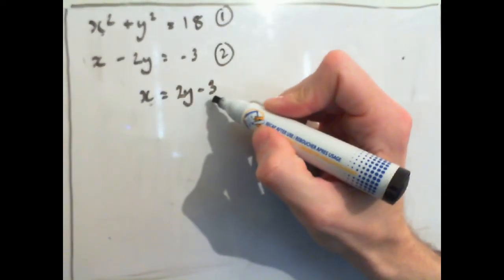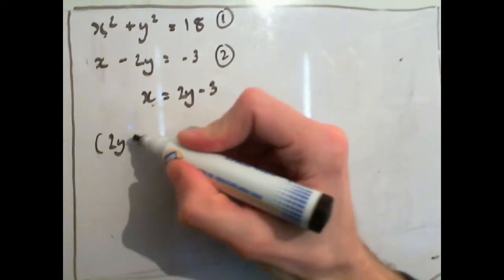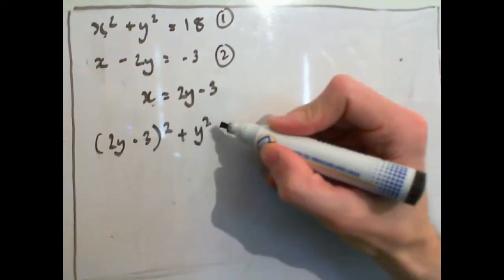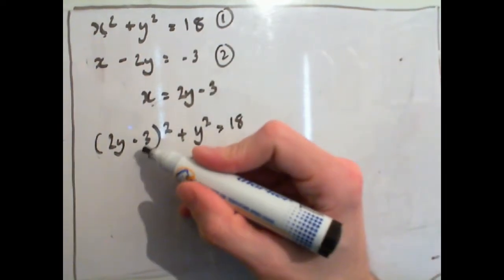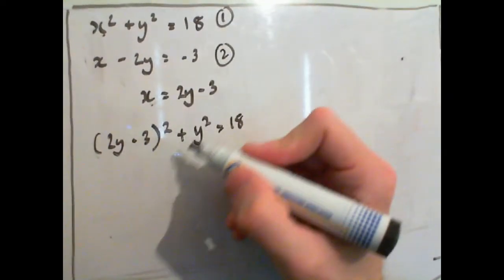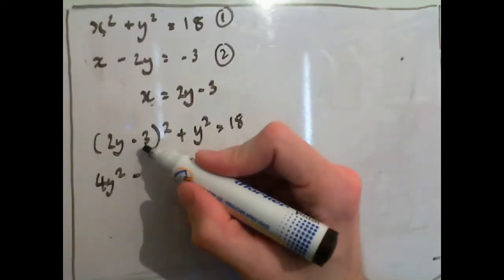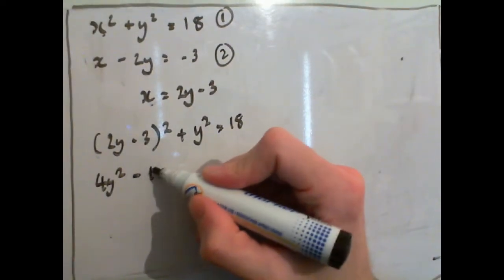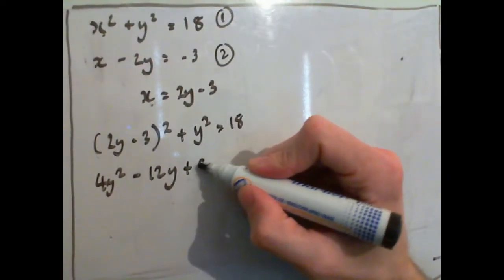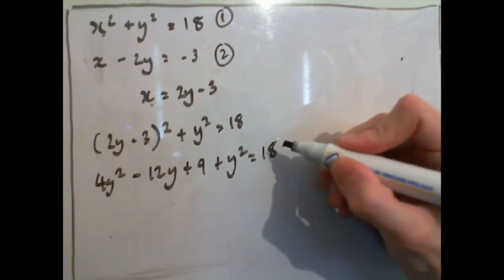So x is now 2y minus 3, so I've got open brackets 2y minus 3 squared plus y squared equals 18. I'm going to expand this out and simplify, adding that extra y squared there. 2y squared is 4y squared. I've got to do 2y times minus 3 twice, so I'm going to have minus 12y. I've got minus 3 times itself is going to be positive 9, and then I've still got my y squared there. That equals 18.